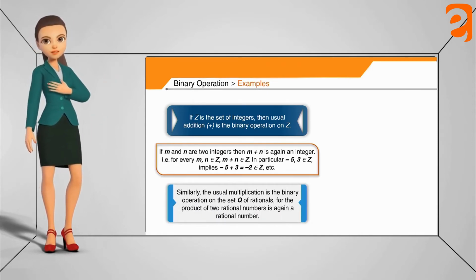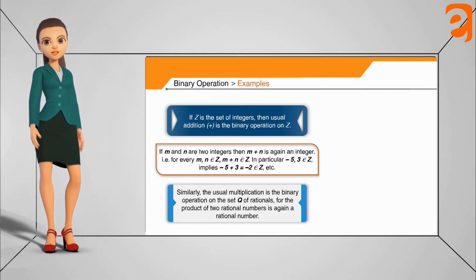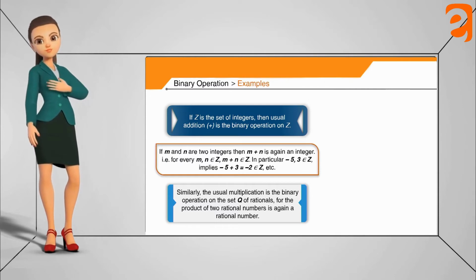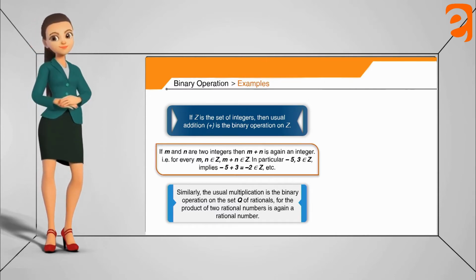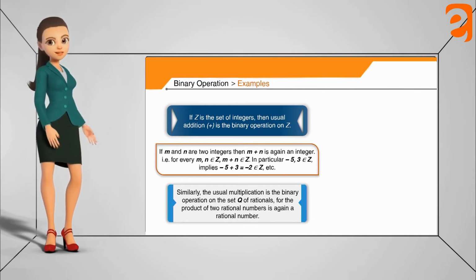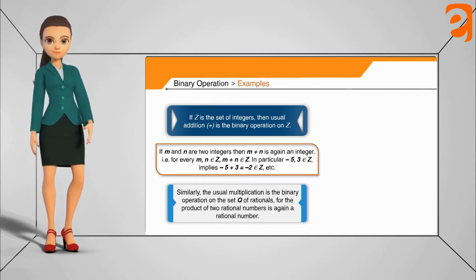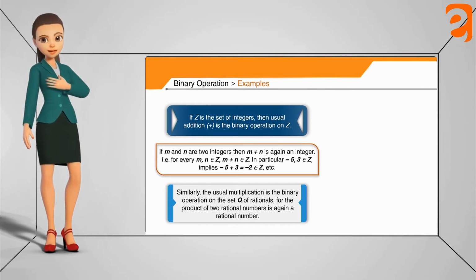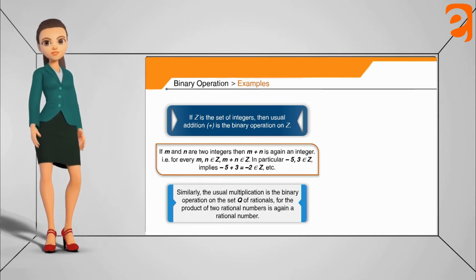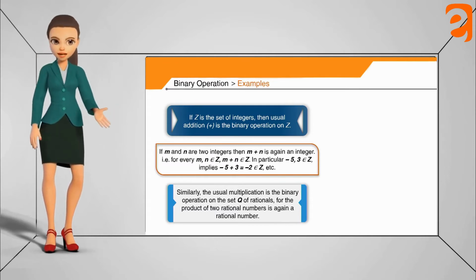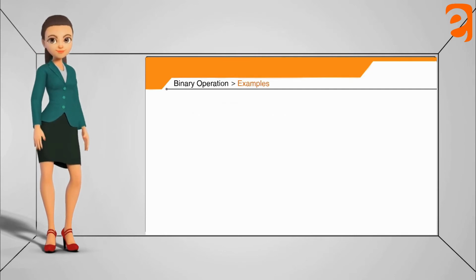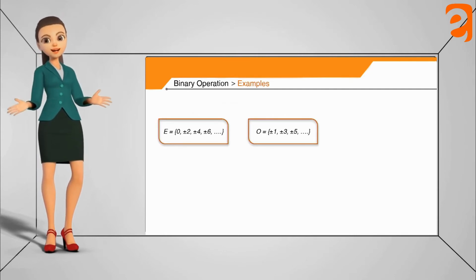Similarly, we can show that multiplication is a binary operation on the set of rationals. How do we show this? If we can prove that multiplying any two rational numbers gives a rational number, then we are done. And we know that if we multiply any two rational numbers, the result is always going to be a rational number. Hence, multiplication is a binary operation on the set of rationals. Let us consider some more examples.